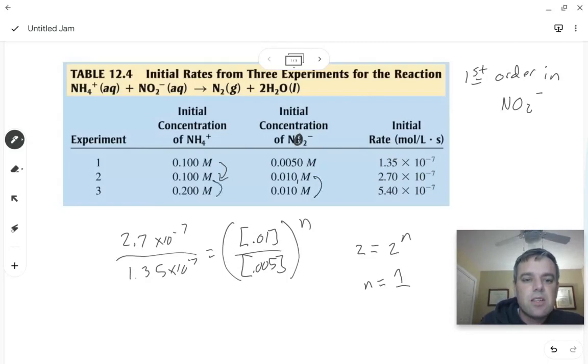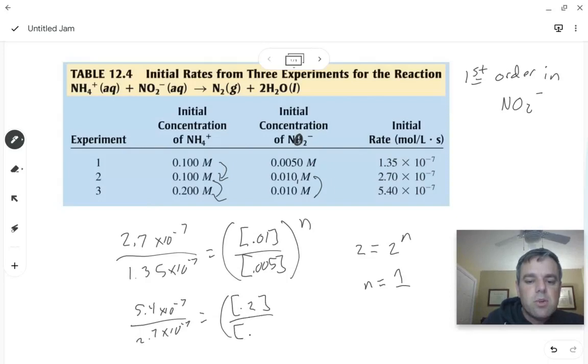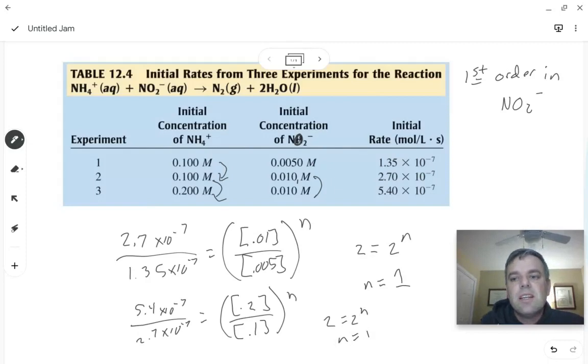So now let's compare experiments 2 and 3 where the NO2 doesn't change, so we can ignore it. We're going to compare experiments 2 and 3 for the ammonium ion. So we take 5.4 times 10 to the negative 7th divided by 2.7 times 10 to the negative 7th equals 0.2 over 0.1 to the n. That comes out to be, once again, 2 equals 2 to the n, where n equals 1. So it's first order in NO2 and it's first order in NH4 plus.